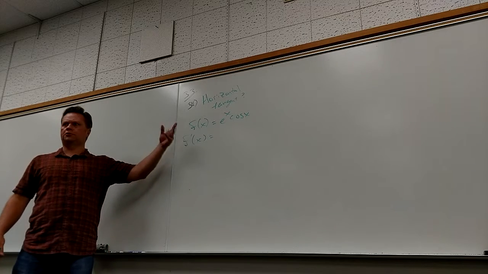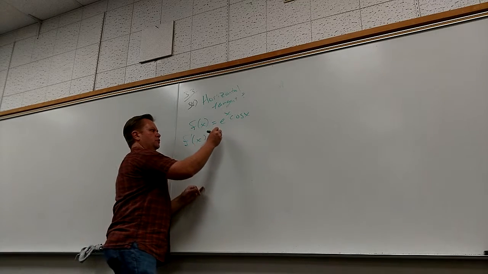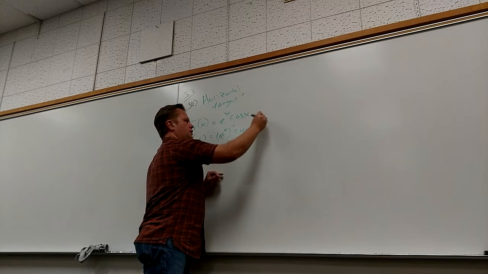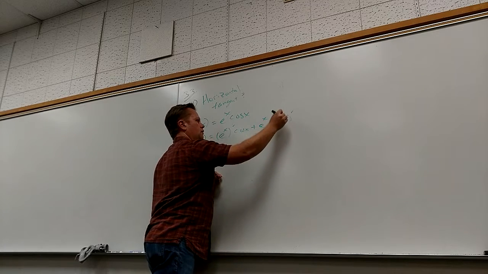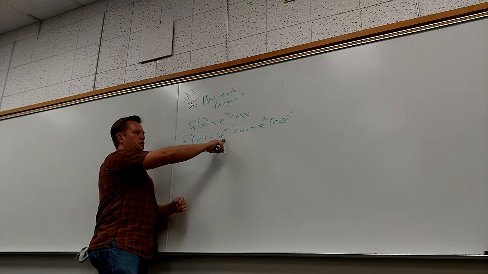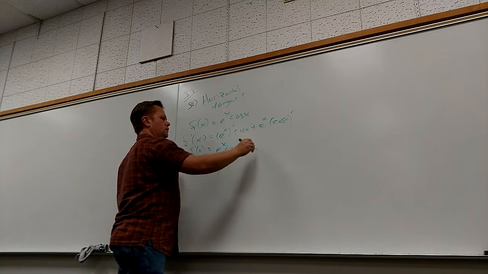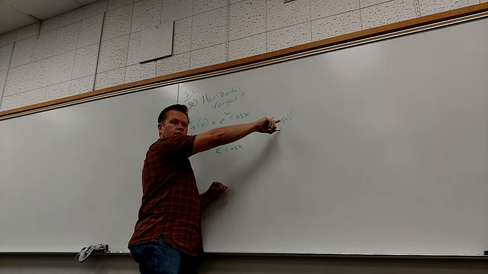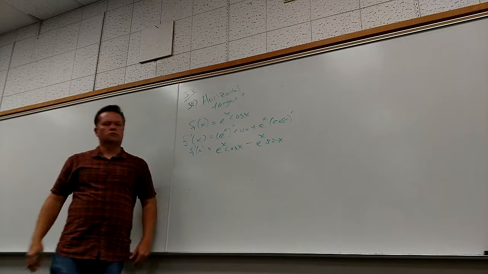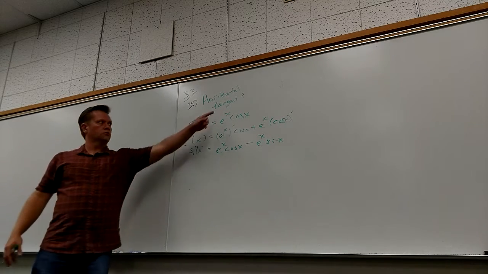Of course, what rule are you using primarily? Product rule. So product rule says derivative of the first, and then the other guy gets a turn. So here you get e to the x, keep cosine. And the derivative of cosine is negative sine. And then you take this and you set it equal to 0.